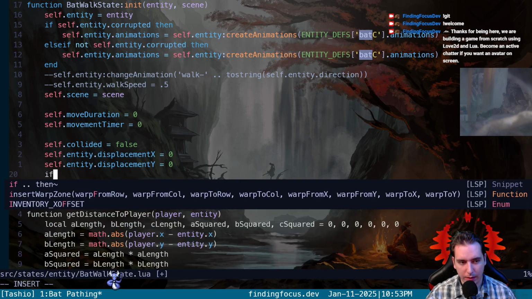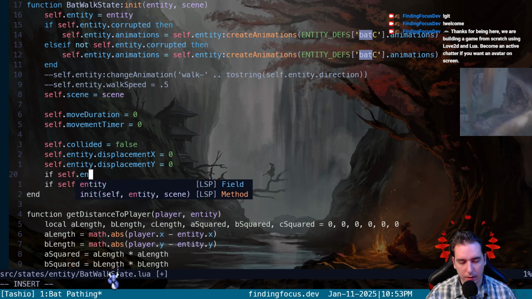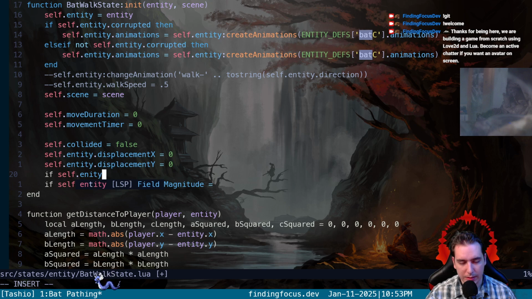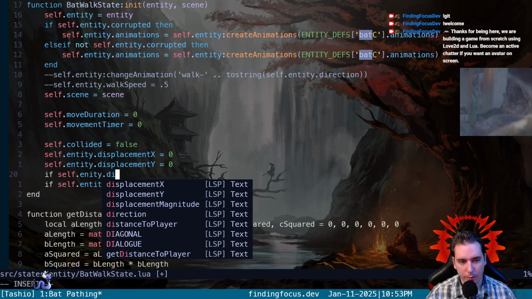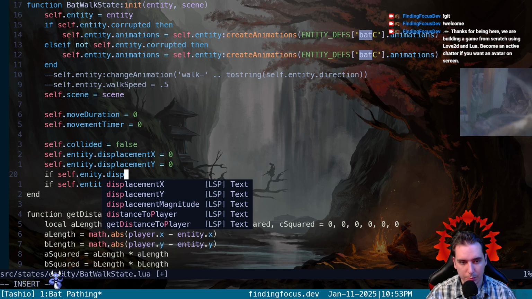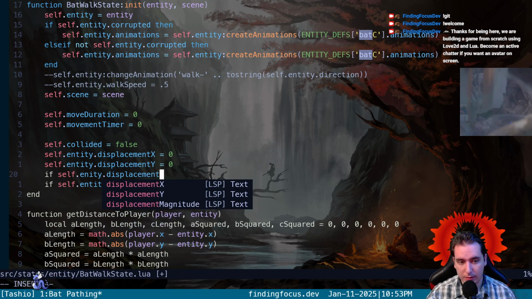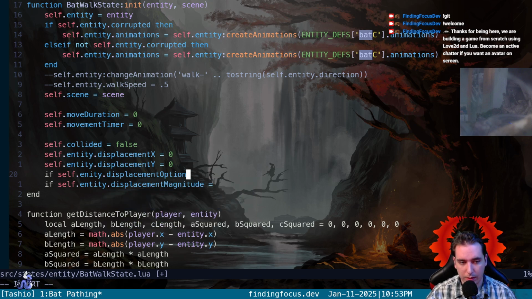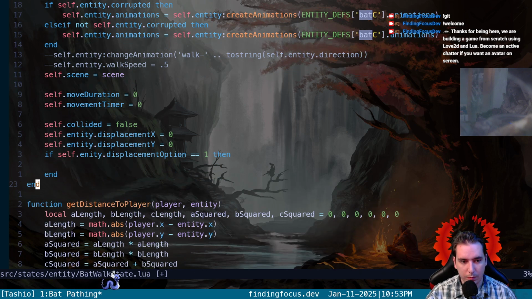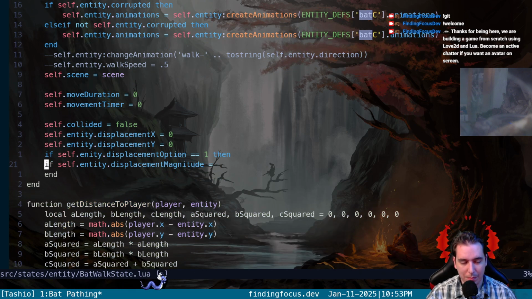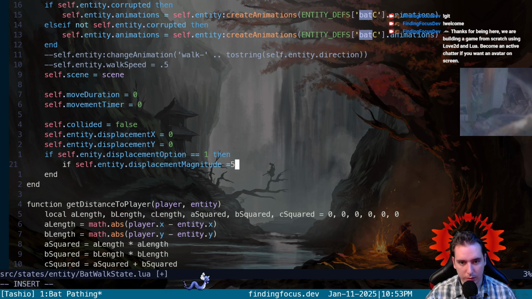So, okay, we have to ask if the entity displacement option that we gave it, which we gave a 1, right? Because we want to be able to have different displacements for each one so that they don't just overlap with one another. So if the displacement option for the entity is equal to 1, then we want to set this displacement magnitude equal to something like 5.